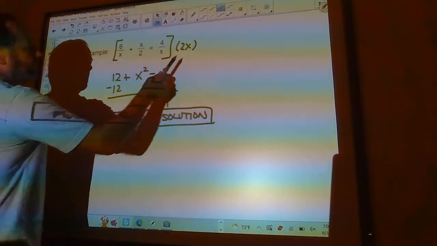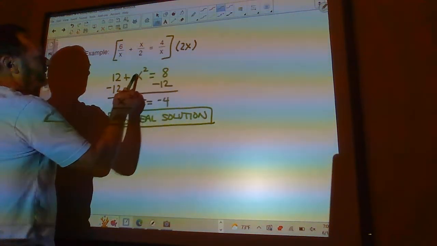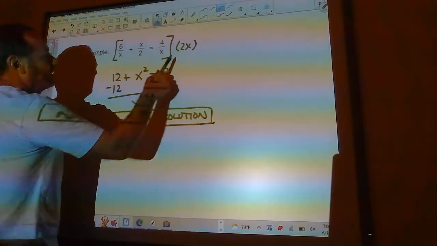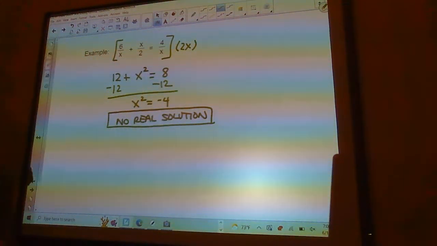Let's double check this and make sure we did this right. So 2x cancels the x, makes it 12. 2 cancels the 2, makes x squared. X cancels the x, leaves 8. Yeah, that's not going to have a real solution. Okay, moving right along.